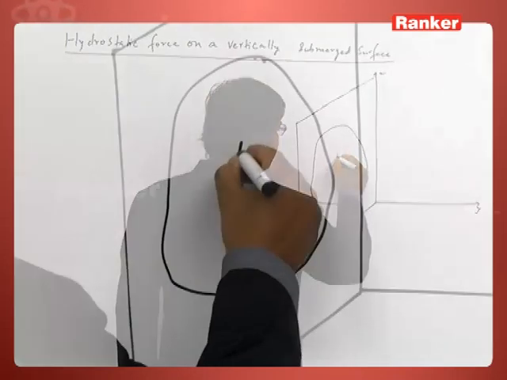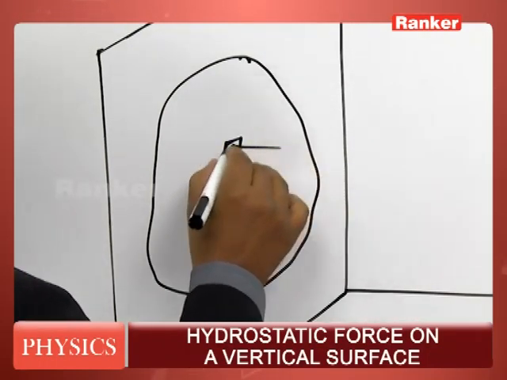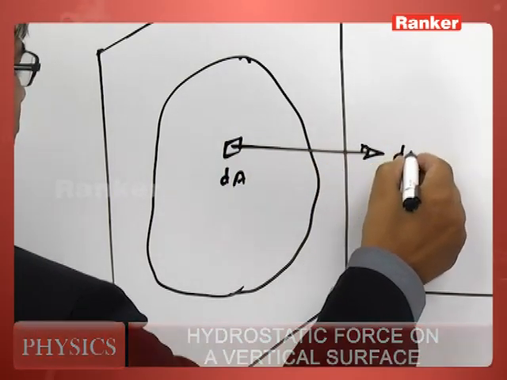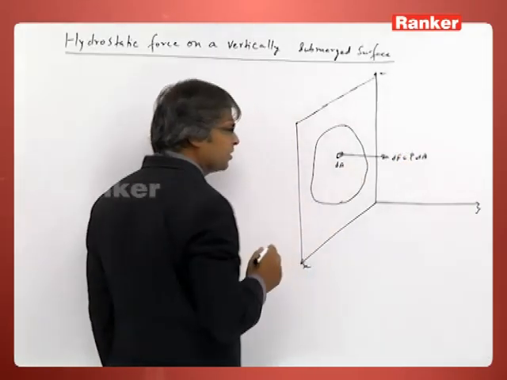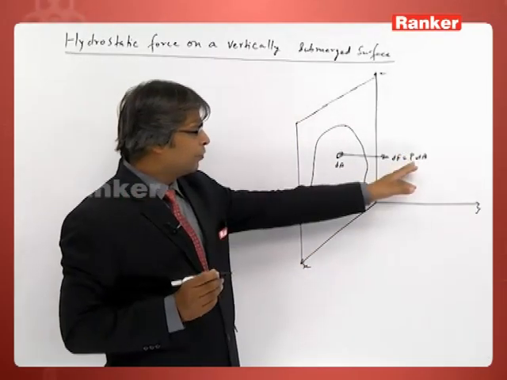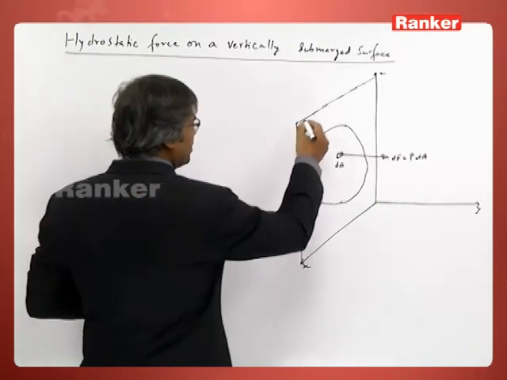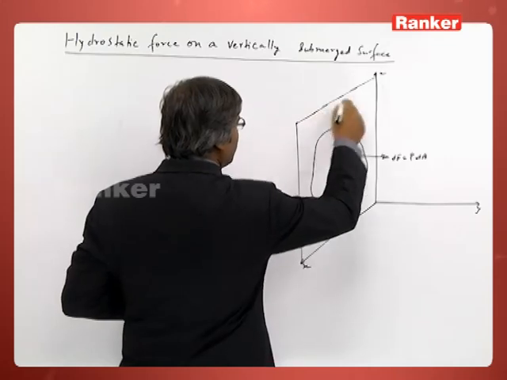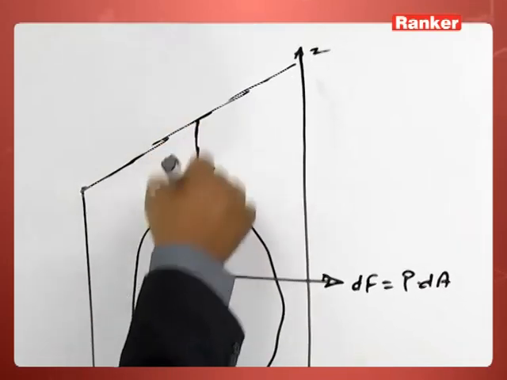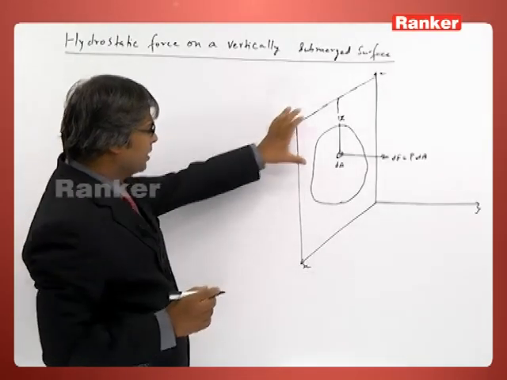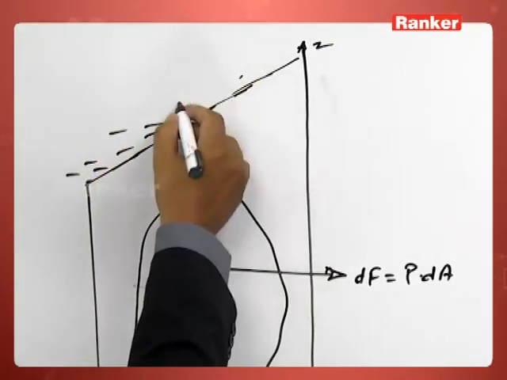So we take a small area dA, and the pressure force dF will be P into dA. So this is the pressure force into dA. Now you can see this is our water level. This water is here and we measure this height Z from here. So you can assume this as Z. This is the water level. You can see the water is up to here, suppose.